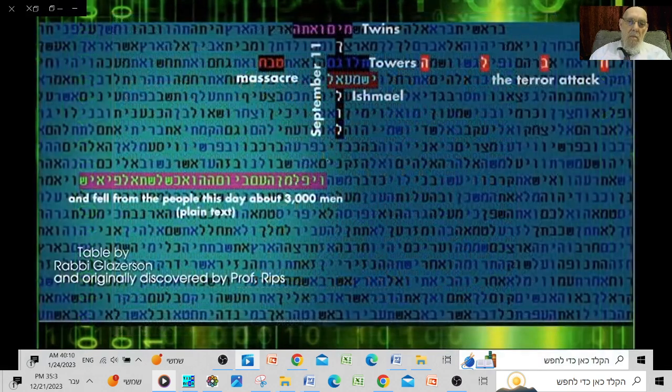To show how the plain text works with actual text, this is one of my favorite tables. This is about the Twin Towers. It says at the top of the page, Twins, Towers, Massacre, September 11th, the terror attack. And then right beneath all of that cluster of codes, highlighted, it says, "And fell from the people this day about 3,000 men." And if I remember right, it was like 2,997 people died that day, and that's what the scripture said 3,300 years ago. So that's an incredible table.